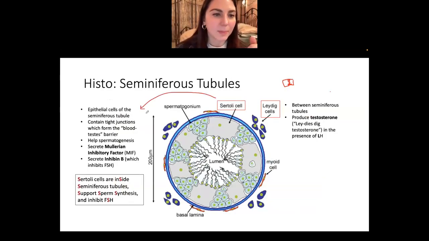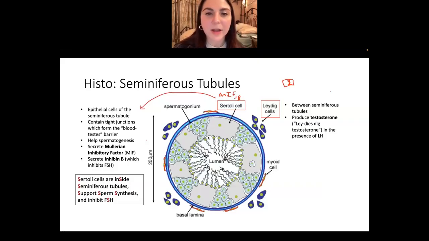Okay. And then what else do these epithelial cells do? They help with spermatogenesis. They also secrete Müllerian inhibitory factor, which is MIF, and they secrete inhibin B. And inhibin B inhibits FSH, which you'll probably get to with physio, but those are coming. So MIF and inhibin B are coming from Sertoli cells, MIF-B.